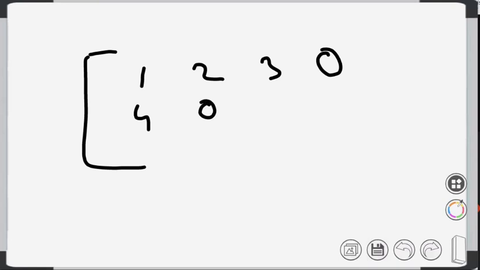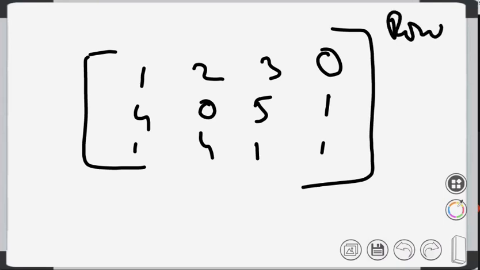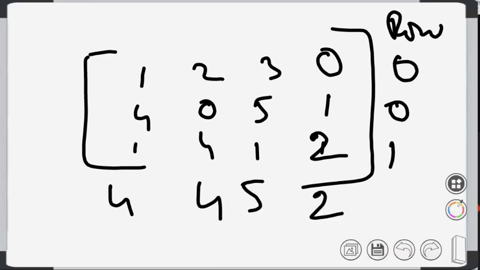So let me give an example. Say, row 1: 1, 2, 3, 0; row 2: 4, 0, 5, 1; row 3: 1, 4, 1, 1. Let's find the row minimums: 1, 0, 1. The column maxima are 4, 4, 5, and 2. So the max of row minima is 1 and the min of column maxima is 2. That means this problem does not have a saddle point, so it has a mixed strategy.